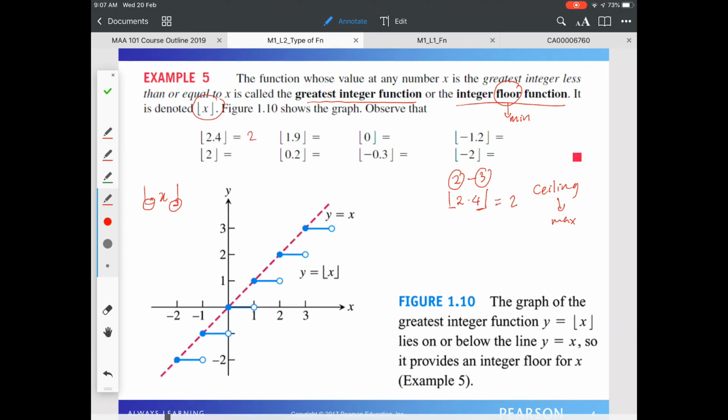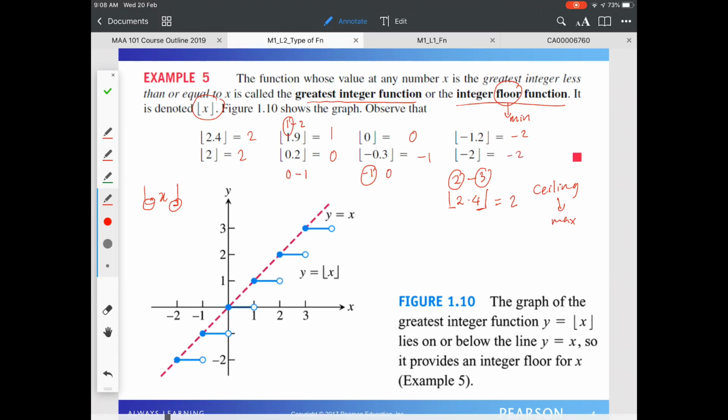This gives 2, and this is the integer. 1.9 is between 1 and 2, so you take the minimum, 1. 0.2 is between 0 and 1, so you take 0. Negative 0.3 is between negative 1 and 0, so the minimum is negative 1, of course. Negative 1.2 is between negative 2 and negative 1, so you take negative 2.